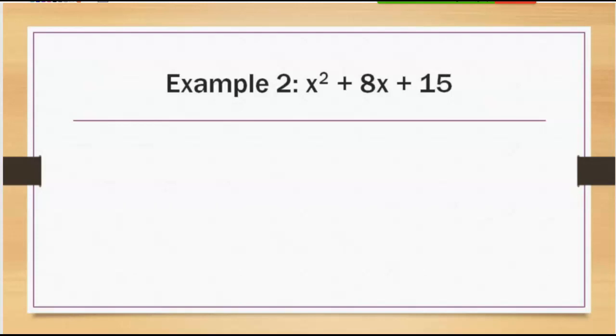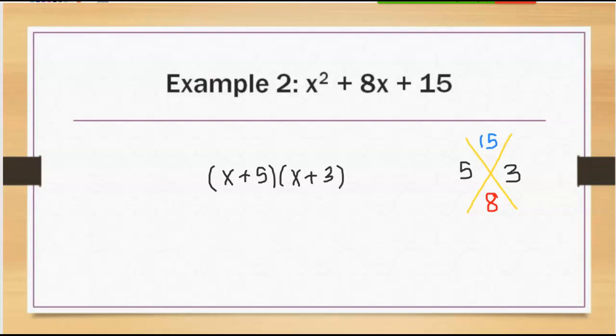X squared plus 8x plus 15. Once again, start off with your magic x. Take the last number, take your middle number, and we need 2 numbers that multiply to 15 and add to 8. Those 2 numbers are 5 and 3. Once again, we're looking at case 1 where both my factors are positive. So this is x plus 5, x plus 3.